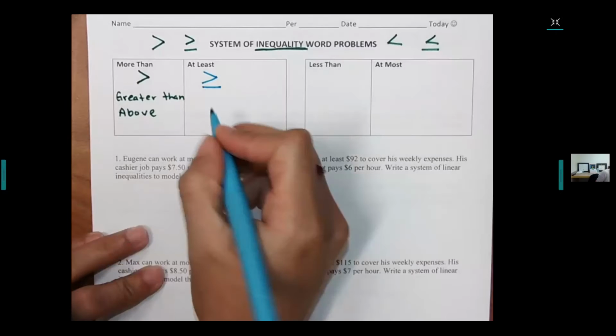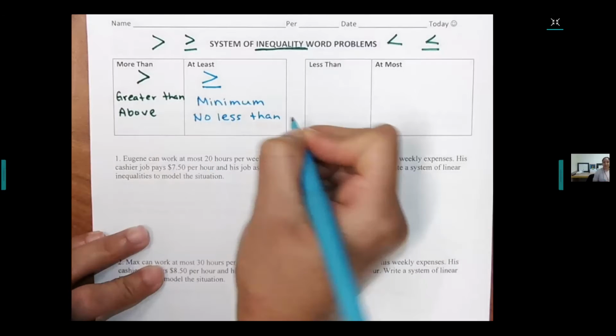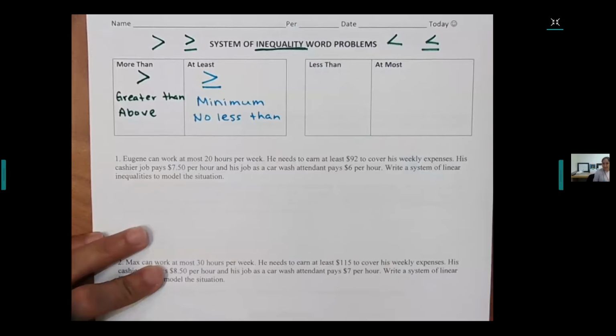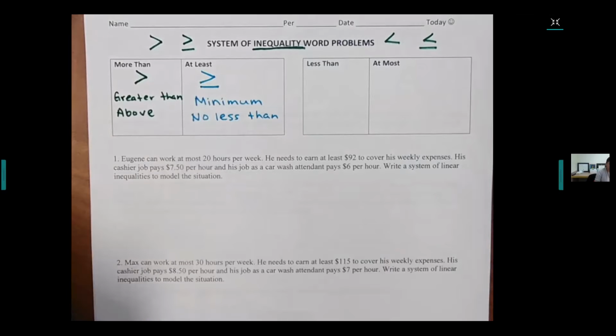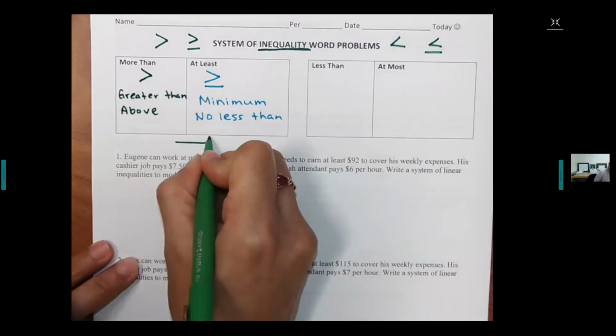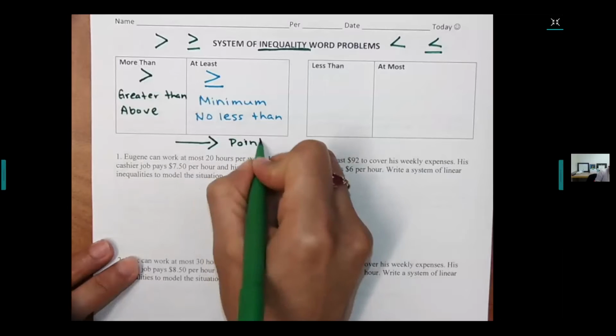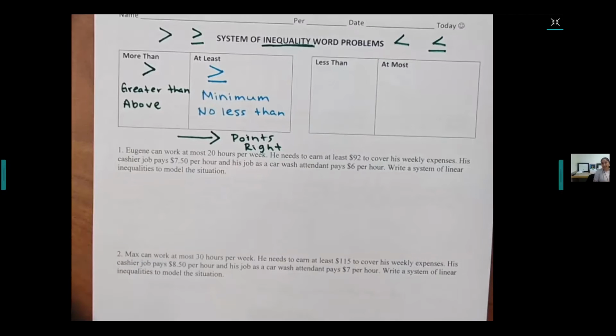Other words you could see are minimum, or you could also see it as no less than. For instance, I could tell you, you need to score no less than 70, and that means the same thing, 70 or above, okay? So that's these two keywords so far. Just a way to help you remember how the greater than symbol looks. Greater than, if you think of it as an arrow, points to the right, points to the right. And when we get to less than, you're gonna see that less than, when you think of it as an arrow, it actually points to the left. So that's an easy way to help you distinguish between the two symbols. All right, so let's move on to that.